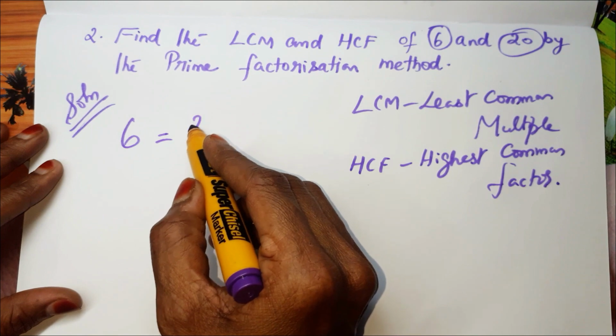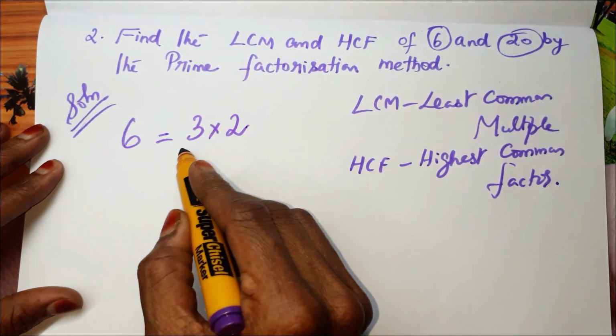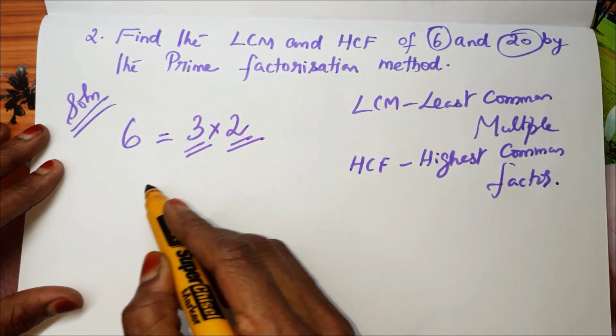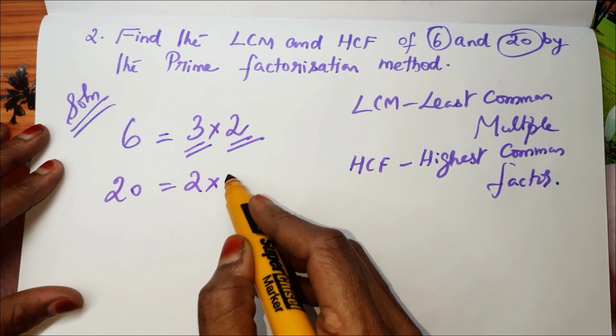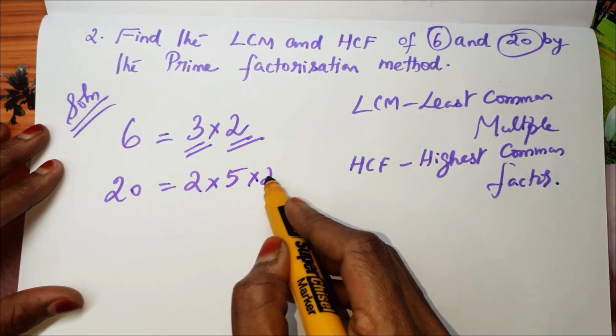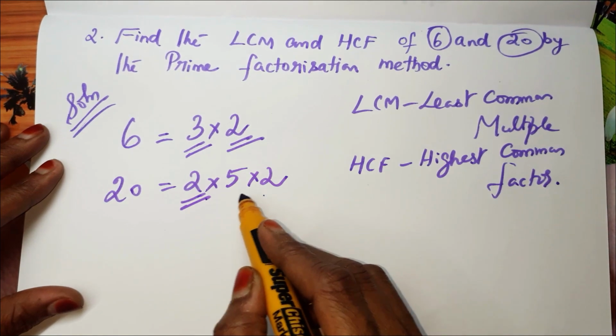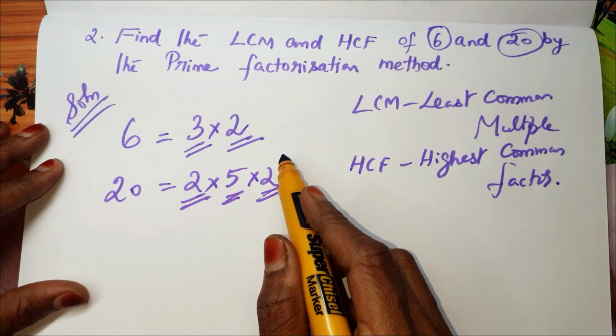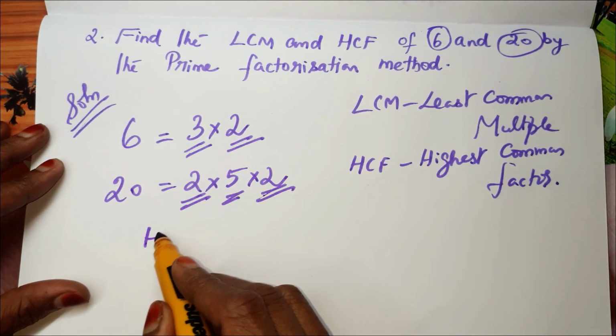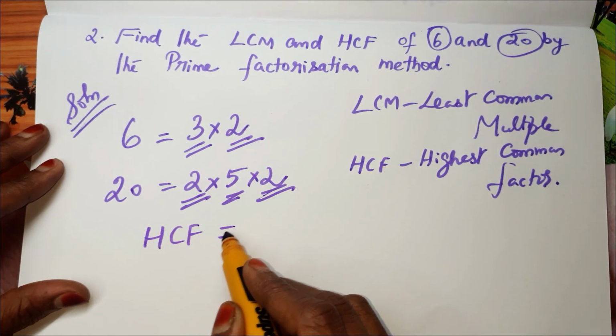So first we have to split these into prime factors. 6 can be written as 3 into 2. So 3 is a prime number and 2 is a prime number. 20 can be written as 2 into 10. 10 can be written as 5 into 2. So 2 is a prime number, 5 is a prime number, as well as 2 is a prime number. So we have split them.